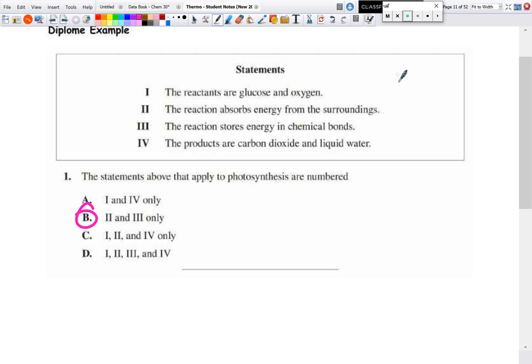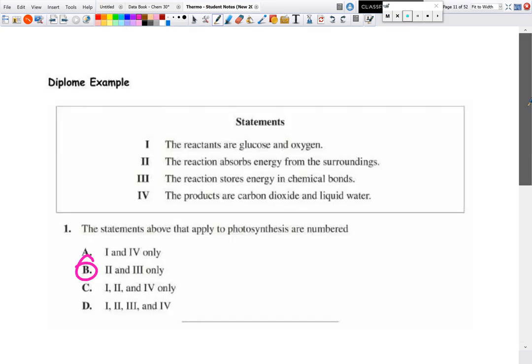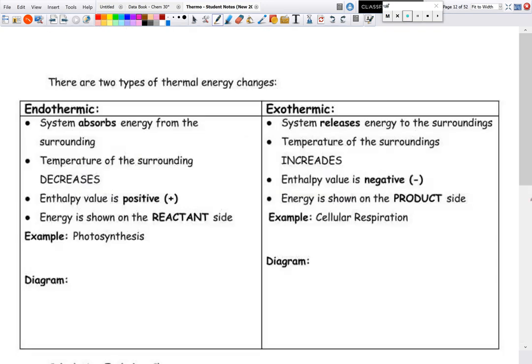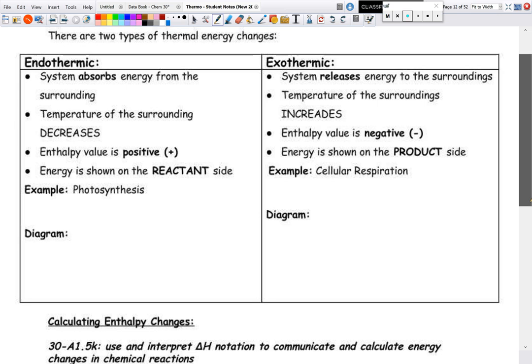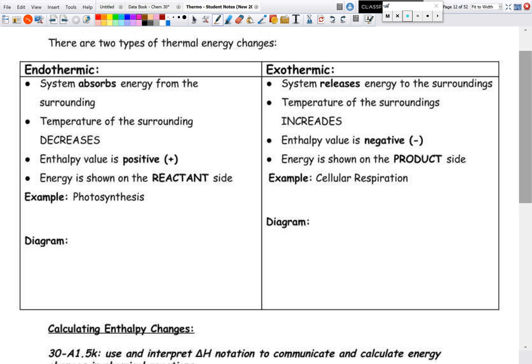So just now, right before we go to our last one, on the last page here, this is a little chart summarizing endothermic and exothermic reactions. All right, so for endothermic, we know the system absorbs energy. The temperature of the surroundings is going to decrease. That's why endothermic reactions always feel cold, and our enthalpy value is going to be positive, and the energy is shown as a reactant. So our example is photosynthesis.